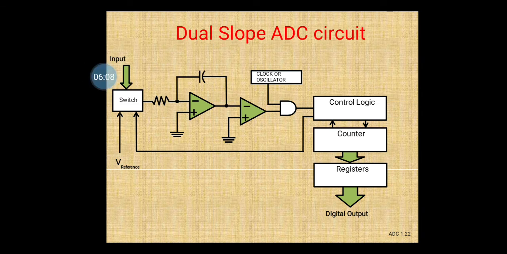Then the next operational amplifier you can see, and there you can see that the operational amplifier is having only two inputs. There is no feedback path, that is, from output to input nothing is connected. So that operational amplifier is nothing but your comparator.